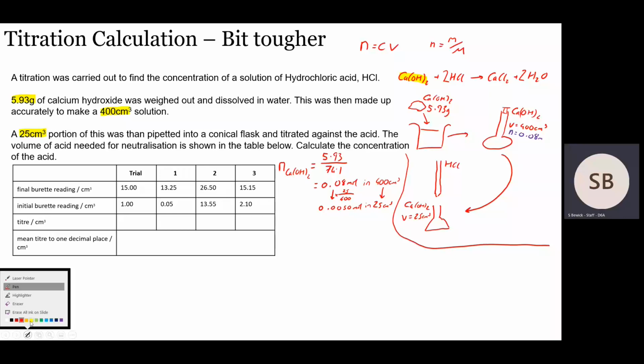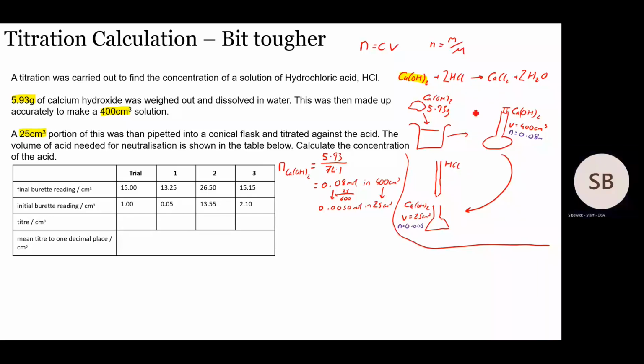So now we can add that to our diagram as well. So in our conical flask, our number of moles is 0.005. Right, now we're getting somewhere. If we know the number of moles in the conical flask, we can use the balanced chemical equation to work out the number of moles in the burette. Because it's the burette in the conical flask, that's where the chemical reaction we wrote down at the start is happening. So we need to work out the moles for when we get to that chemical reaction.